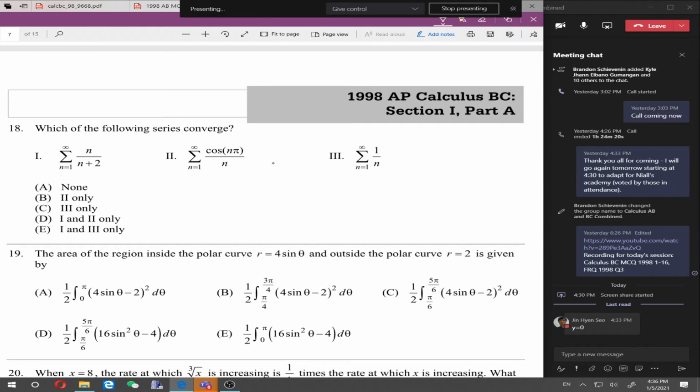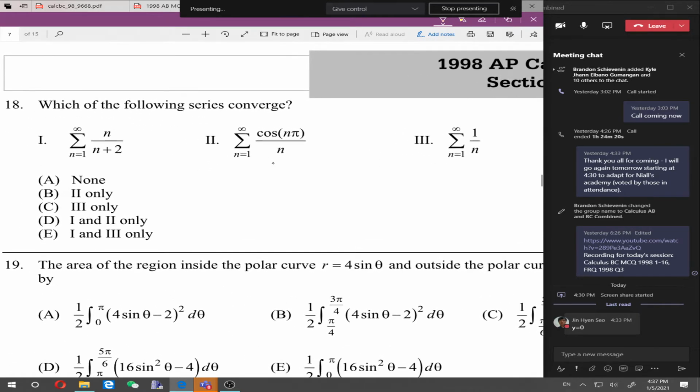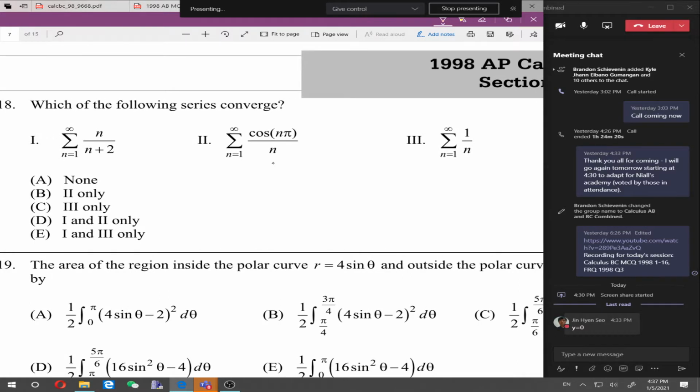Okay, BC only, so I'll have Jin sit this one out. Starting with Eric, I want to know whether or not these series will converge. So starting with number 1. It will diverge. Okay, it will diverge, you're right. How do you know?